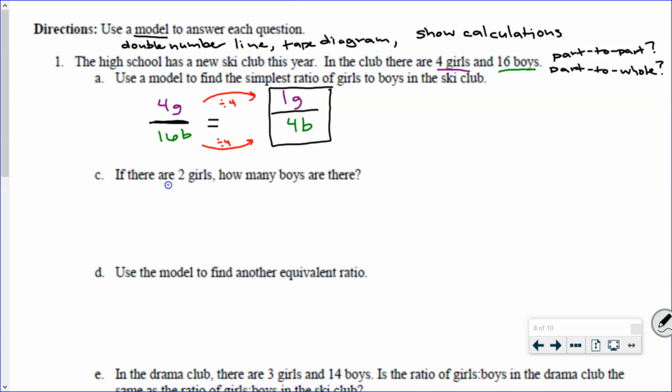Next problem, it says, if there are 2 girls, how many boys are there? So I'm going to start with that original ratio, 4g to 16b. And the question is, well, what if there's 2 girls? So I see that 2 girls, which means I'm going to be doing it in the same color if I'm color coding. And I have 2g.